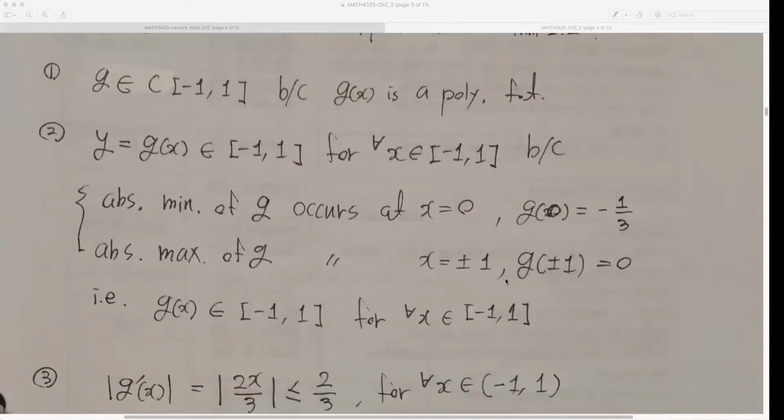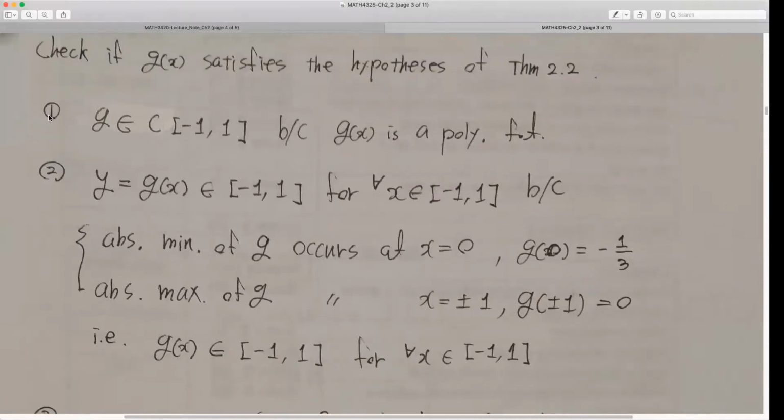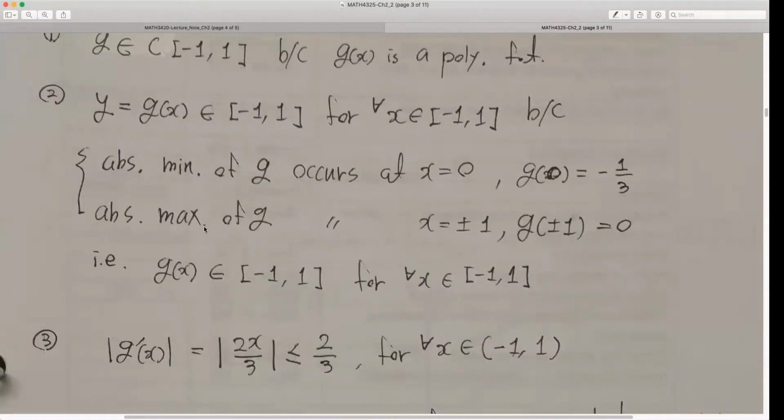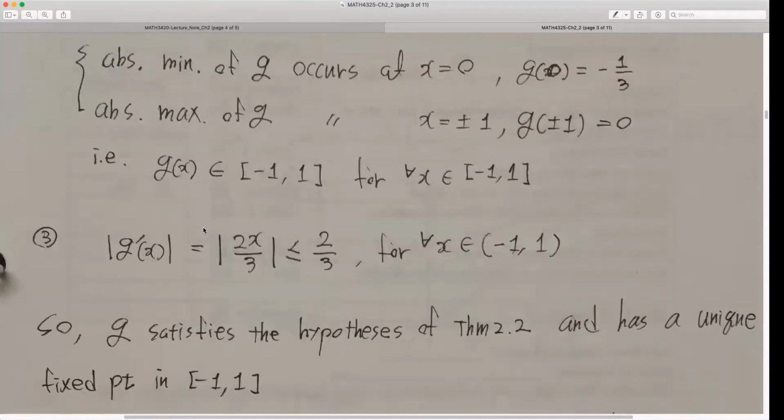Now, from the first and second conditions, we can say that function g has a fixed point. From the first and second, we proved the existence of a fixed point of function g. Now we have to show the uniqueness of g's fixed point. Then we need to figure out whether or not the absolute value of g prime is bounded by k, which is between 0 and 1.